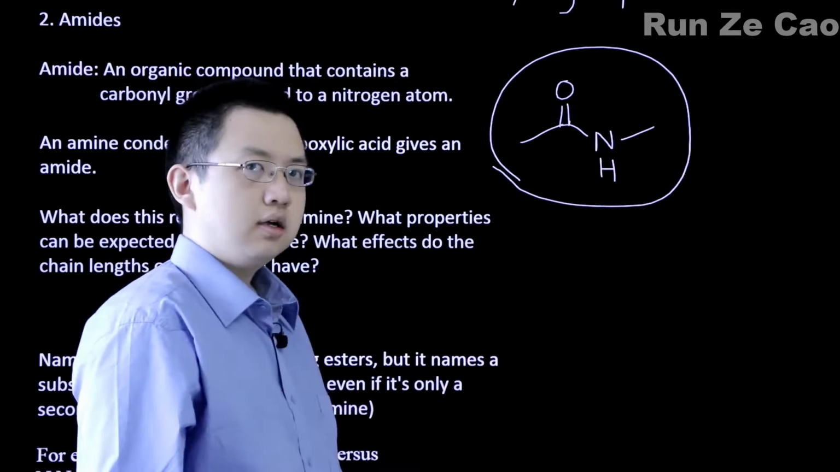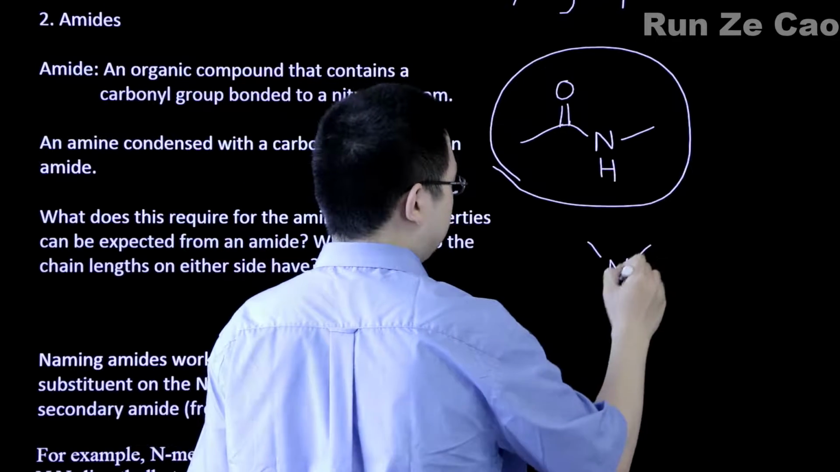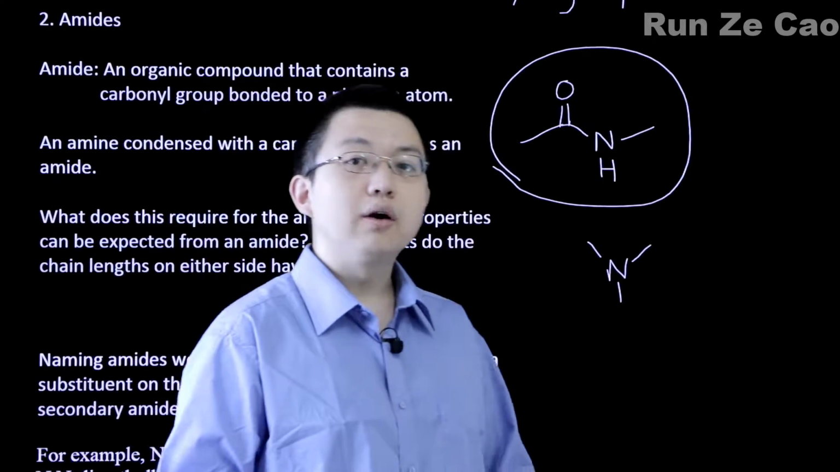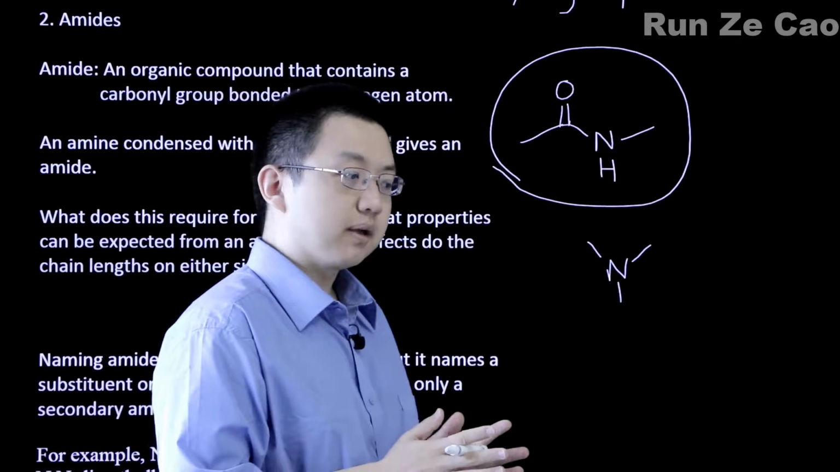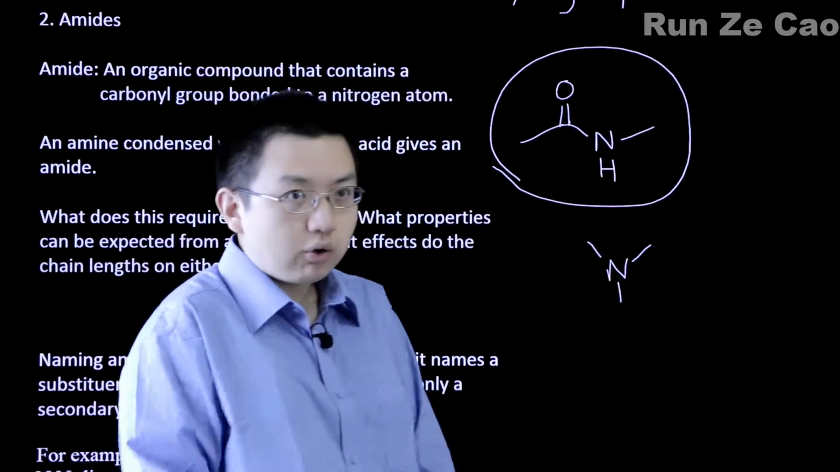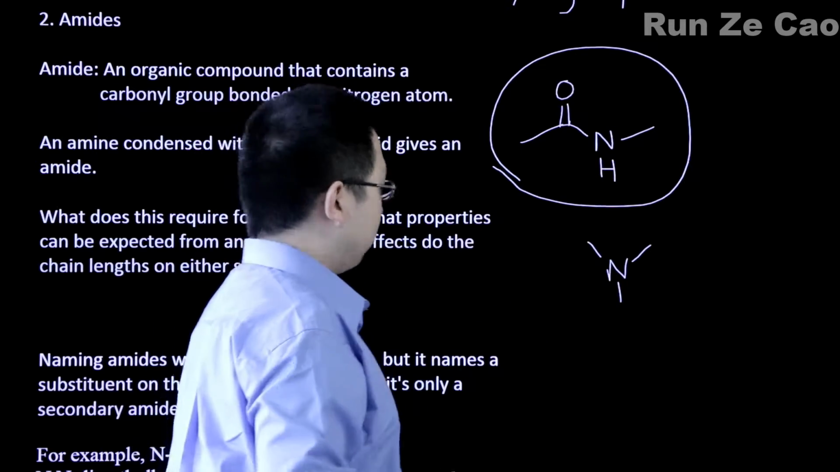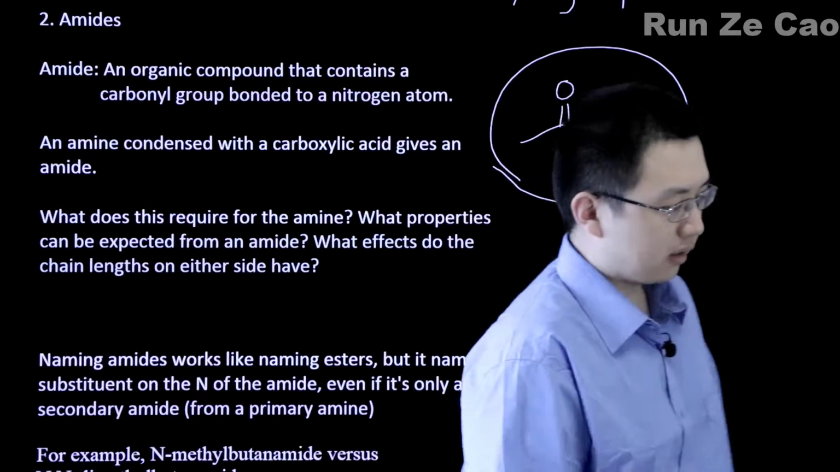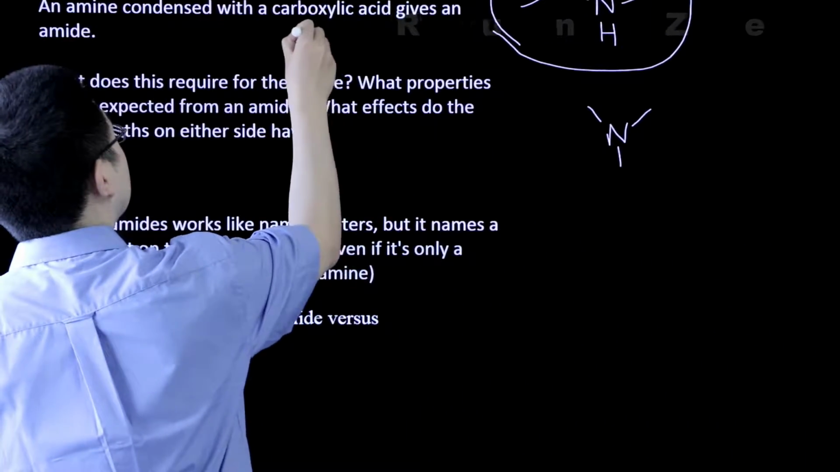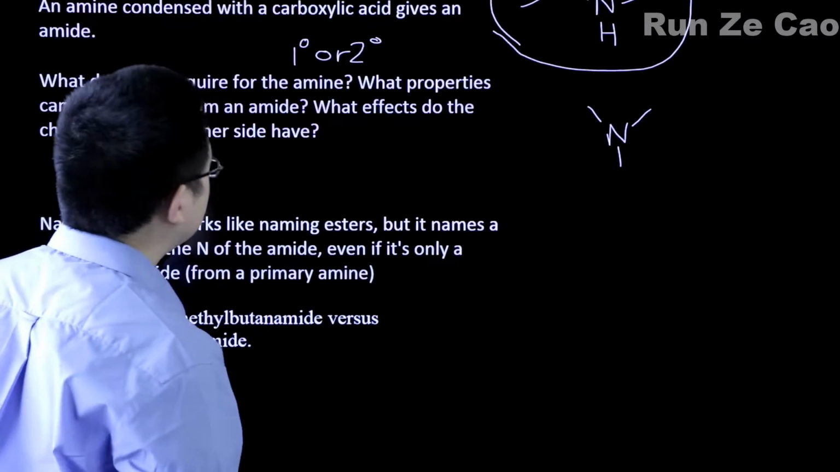that end, then what happens if you try to do it with, say, trimethylamine, or technically N,N-dimethylmethanamine? So, is this going to work? No, there's no hydrogens for this to displace. So, this only works for primary and secondary amines. So what does this require for the amine? Primary or secondary. What properties can be expected from an amide?